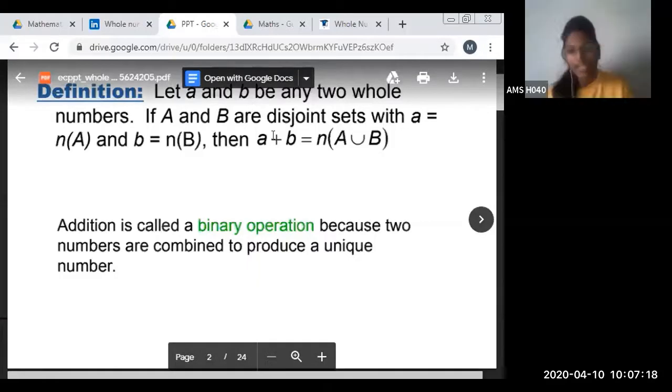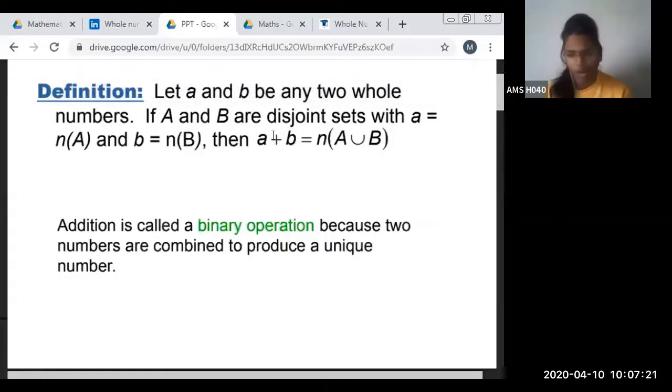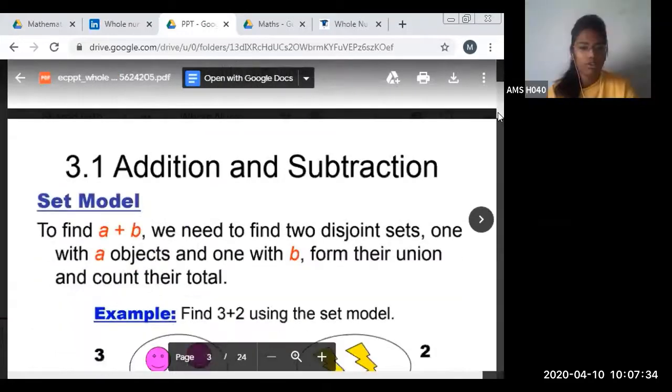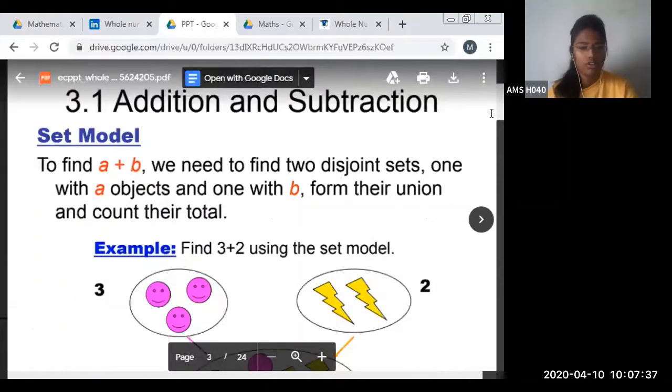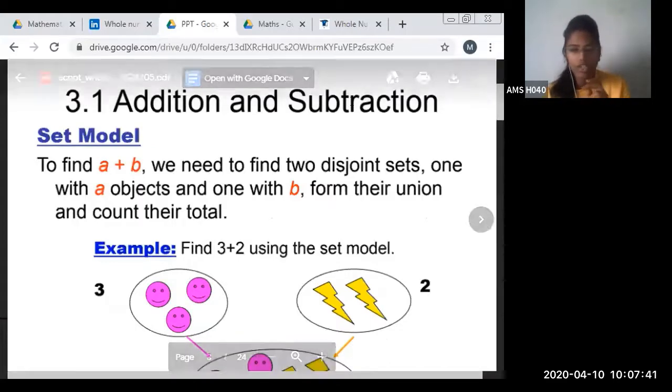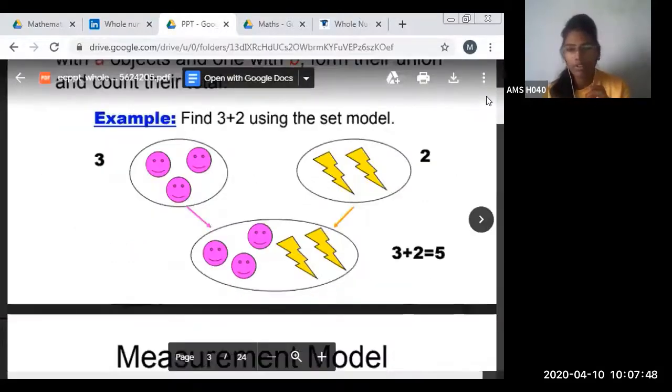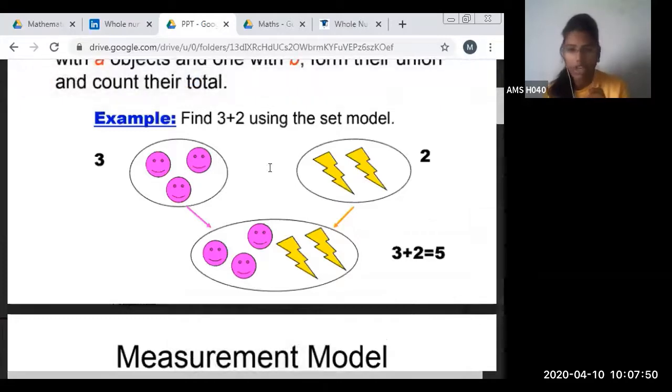So they are saying that let A and B be any two whole numbers, and A and B are disjoint. Then A plus B will be n of A union B. Did you get that formula? First the model I have given. Now to find A plus B, we need to find two disjoint sets. See, this is A objects, this is B objects. If we add, what will it become? Total A plus B will become, yes or no? We will count all of them.